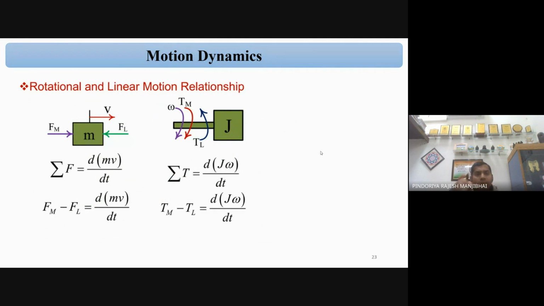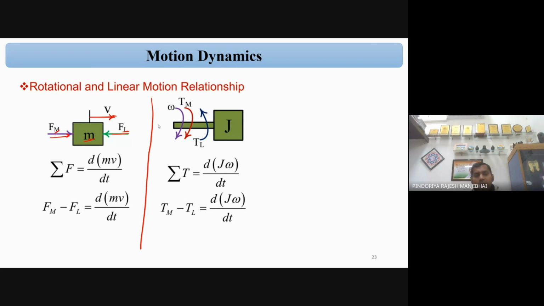So this is a simple example of linear and rotational motion. You can see there are two parts. This is a mass. We can apply a force from the left hand side and also from the right hand side. That is FL and FM. FM indicates the motor force, and FL indicates the load force. And this is the velocity. So we have to move the mass from the left hand side to the right hand side.